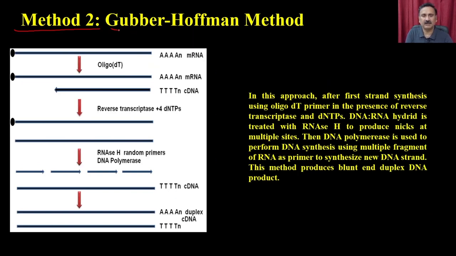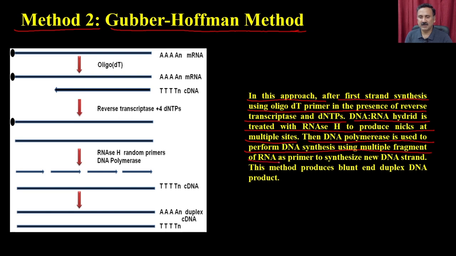Then you have method 2, which is called the Gubler-Hoffman method. In this approach, the first strand is synthesized using an oligo-dT primer in the presence of reverse transcriptase and the dNTPs. Then the DNA-RNA hybrid is treated with RNase H to produce nicks at multiple sites. Then DNA polymerase is used to perform DNA synthesis using the multiple fragments of RNA as primers to synthesize the new DNA strand. This method produces blunt-end duplex DNA.